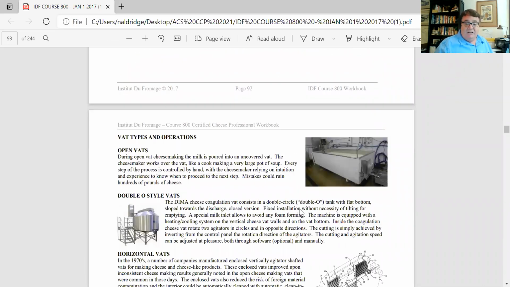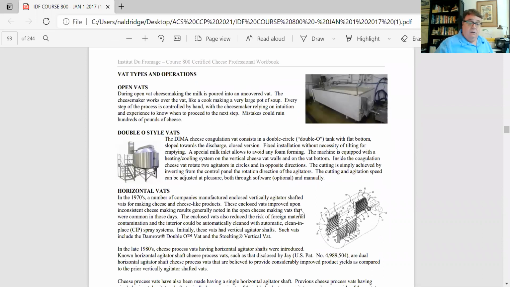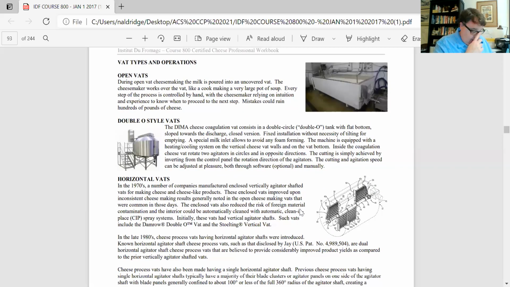We're going to talk about some vats. All right, so the vats. I think my southern accent really messes that up. VAT.